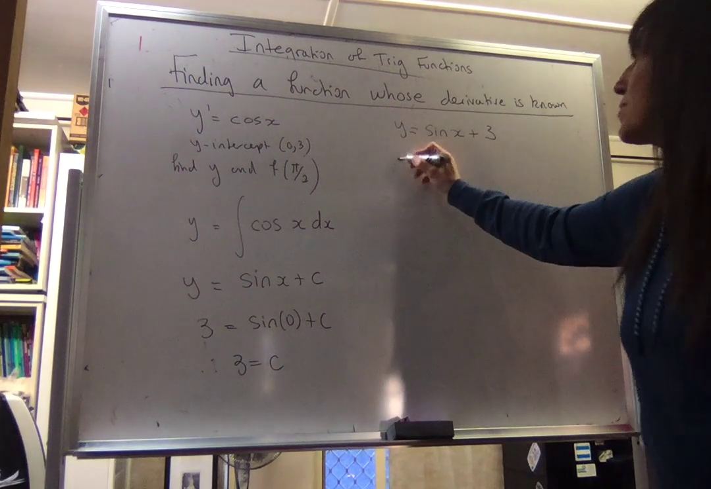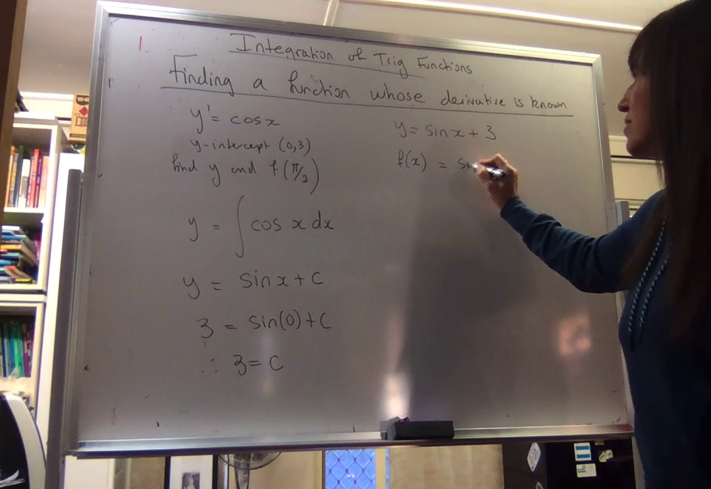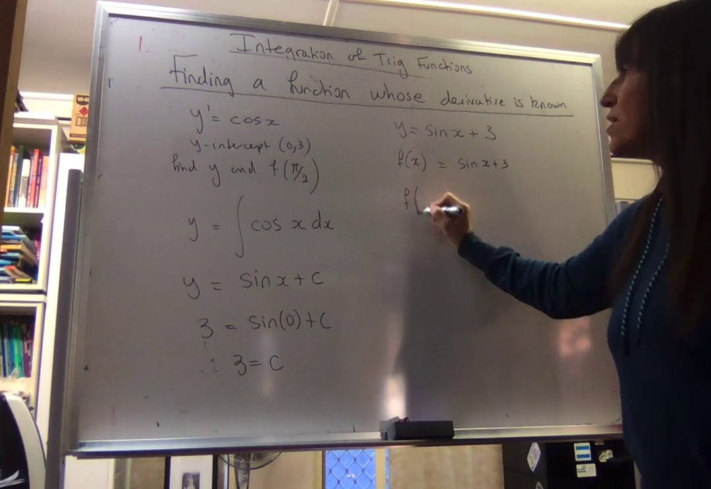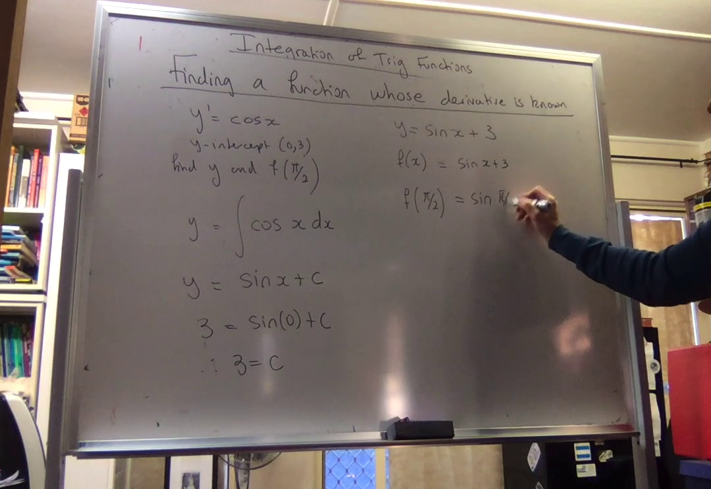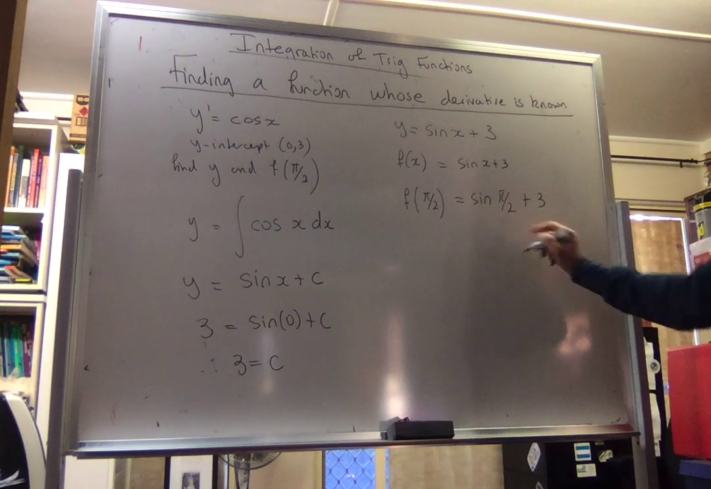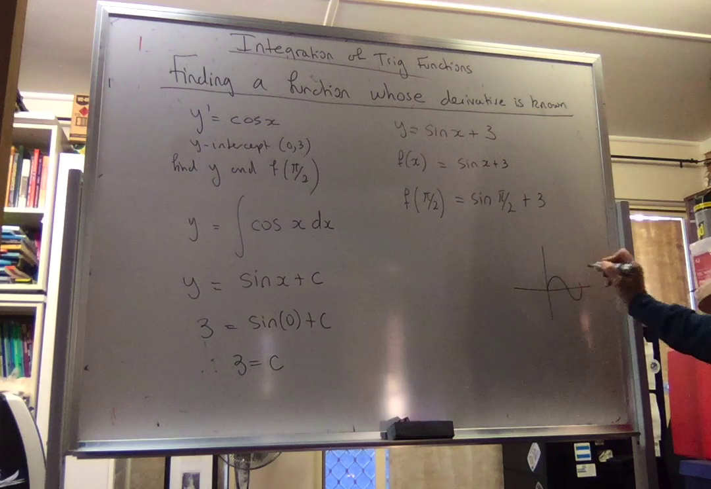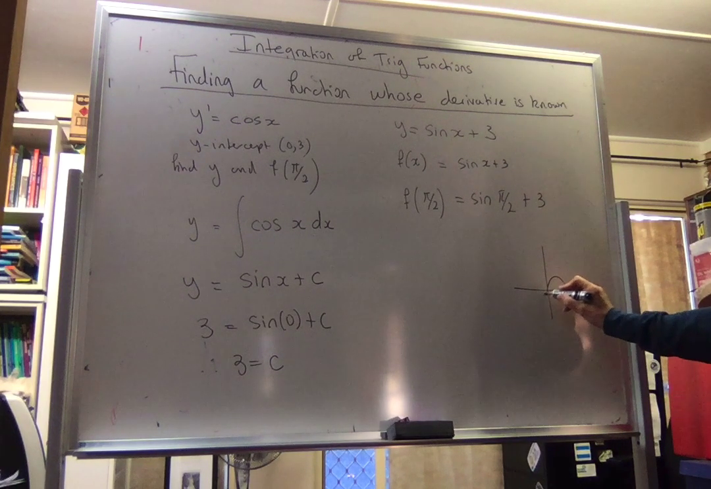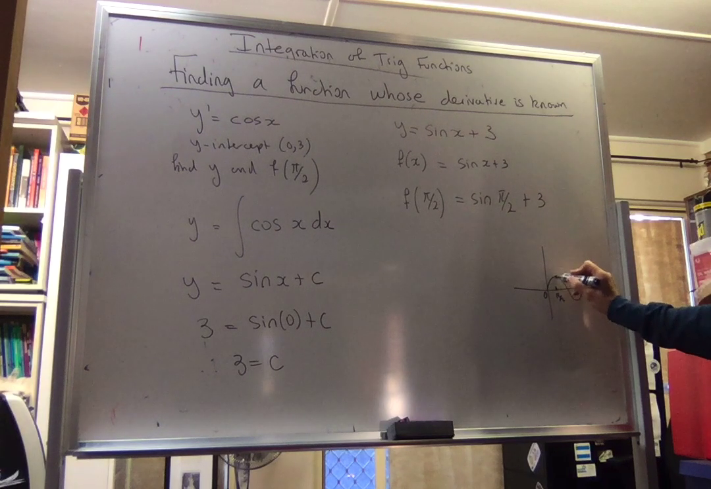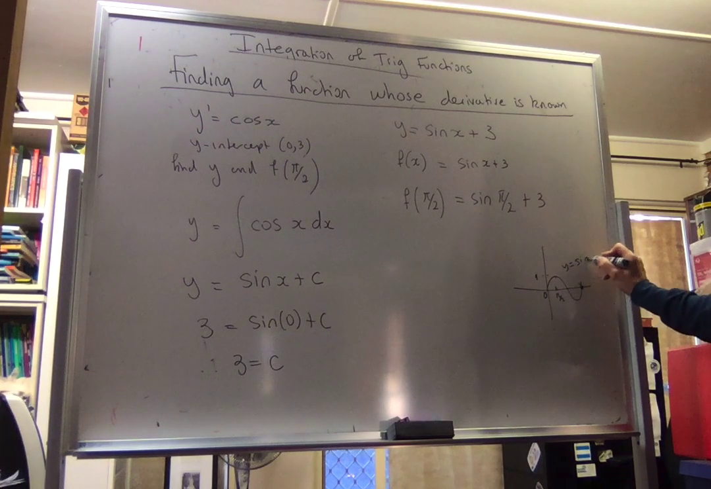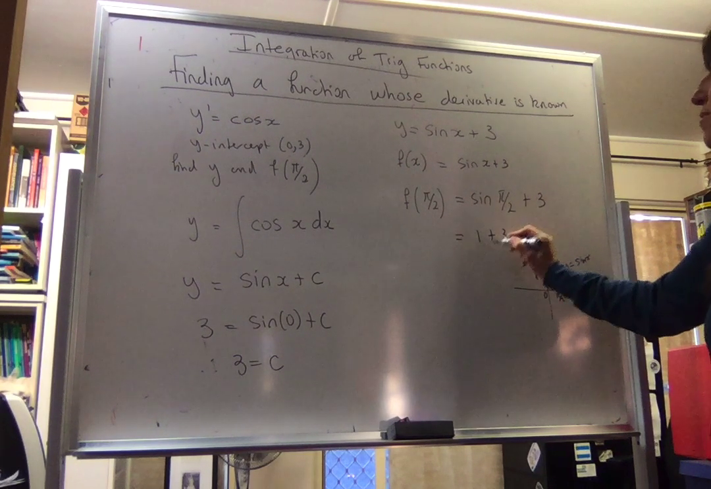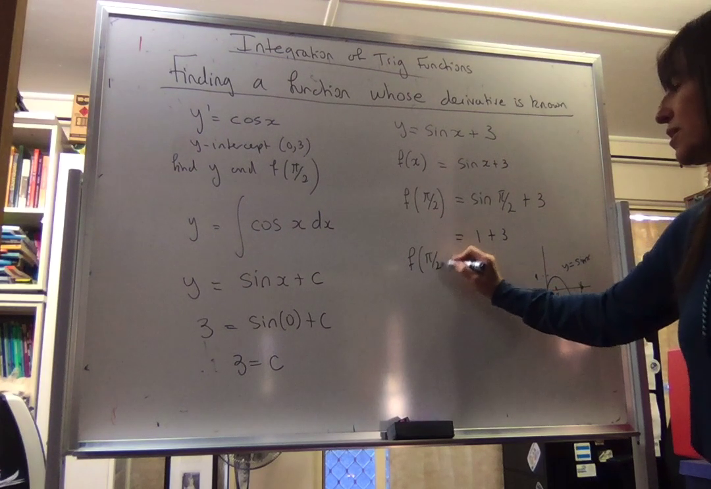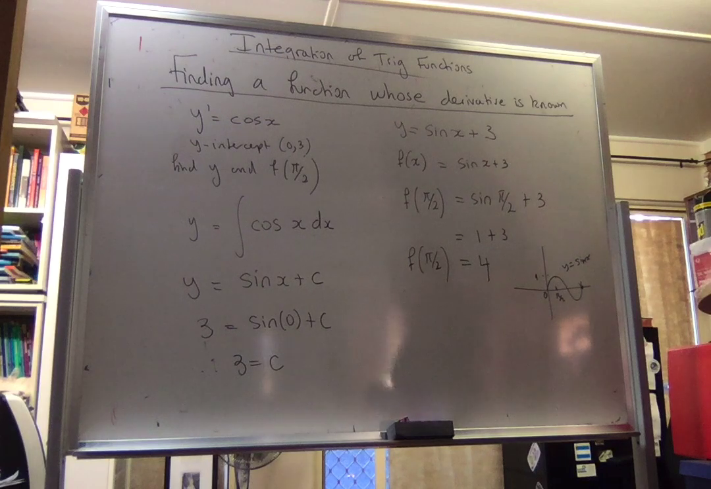Okay, so this is the same as my f of x. So now I need to find f of pi on 2. Okay, we know that's sine 90. Once again, draw the function if you can't remember. Sine 90, it's here, pi on 2. Amplitude of 1, because this is y equals sine x. Okay, so sine pi on 2 is 1, plus 3. So f of pi on 2 is equal to 4. And there it is. Okay, so that's not too bad.